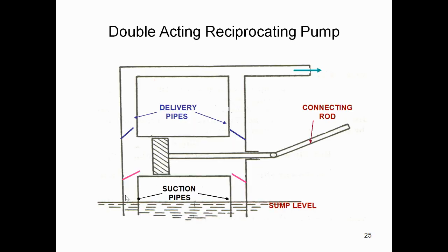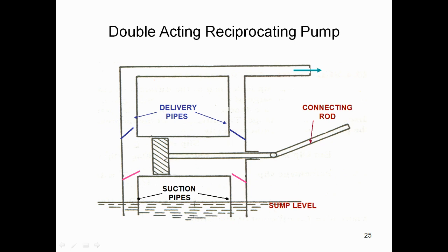Right. So this is a diagram of a double acting reciprocating pump. We can see the different parts of the double acting reciprocating pump: the delivery pipes and suction pipes, and these are the valves. This is delivery valve 1 and delivery valve 2, suction valve 1, suction valve 2. So D1, D2, S1, S2.